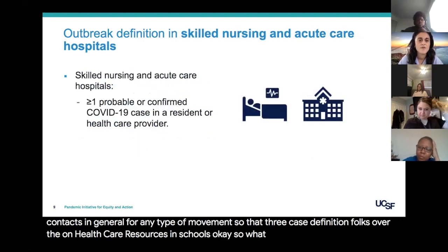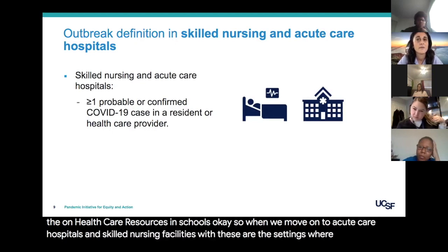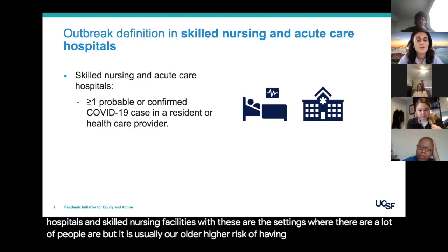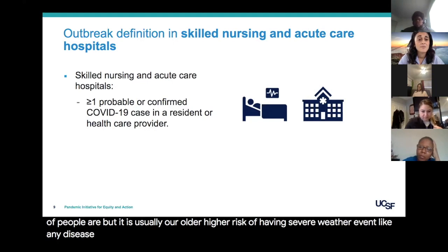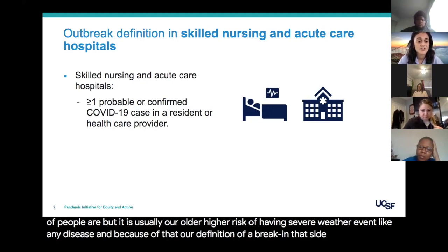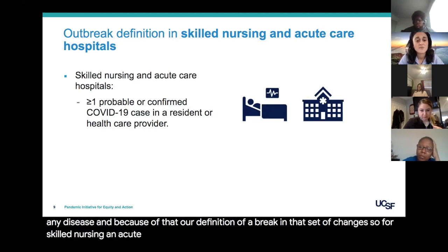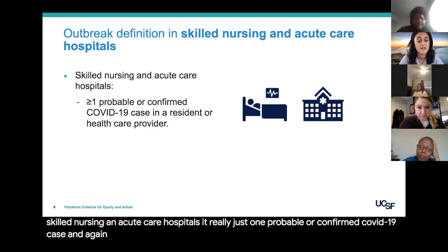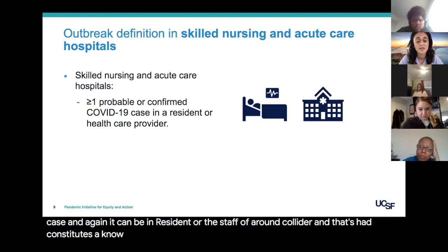Okay, so when we move on to acute care hospitals and skilled nursing facilities, these are the settings where there are a lot of people who have medical comorbidities, usually are older, and are at higher risk of having severe COVID-19 disease. Because of that, our definition of an outbreak in that setting changes. So for skilled nursing and acute care hospitals, it's really just 1 probable or confirmed COVID-19 case, and again, it can be in a resident or in a staff member or healthcare provider in that setting. That constitutes an outbreak and something that needs to be followed up on.